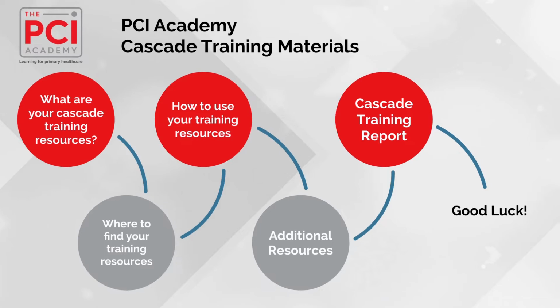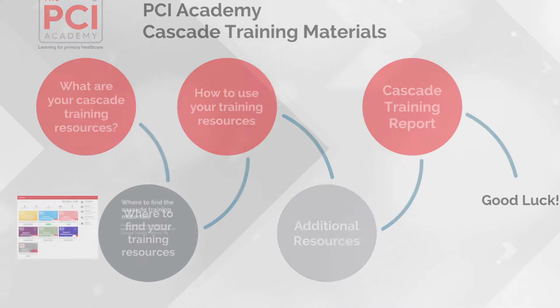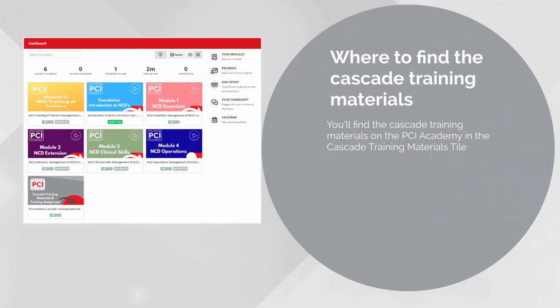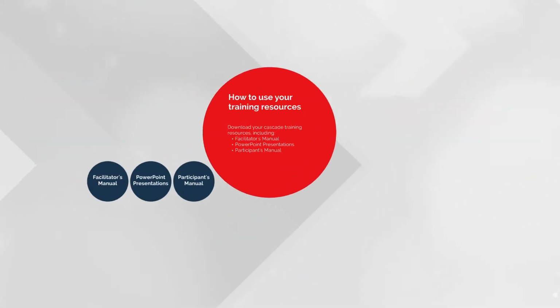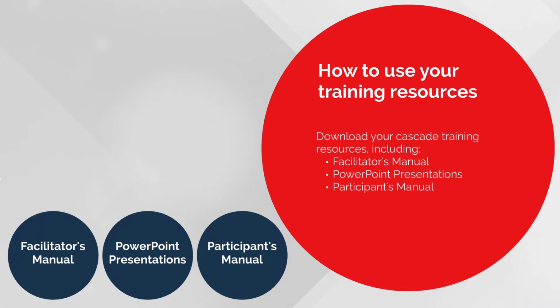We recommend that anybody delivering the Cascade training should either have completed the PCI Academy NCD course or attended this training previously. You will find the Cascade training materials on the PCI Academy dashboard in the Cascade training materials tile, as you can see here. Your materials include a facilitator's guide, PowerPoint presentations for each topic session, a participant's manual, and additional training resources such as role-play scenarios and pre- and post-quiz questions.